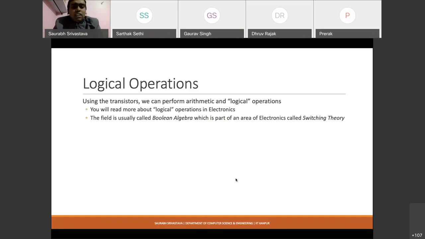I'm just asking, is Boolean algebra a part of the 10 plus 2 curriculum? Yes, sir. We had a briefing in modern physics, sir, regarding Boolean algebra and also in maths. Sir, it depends upon the schools whether they teach us or not.